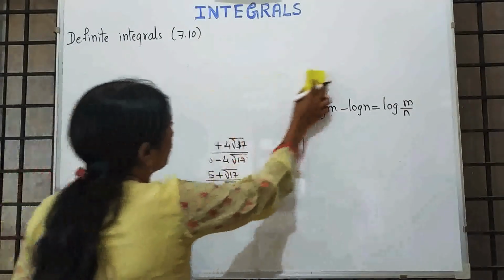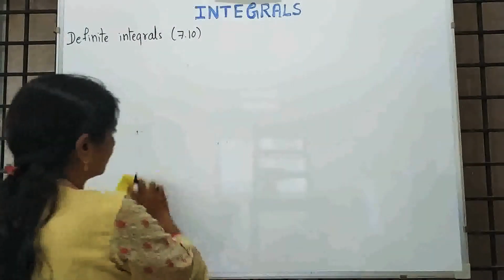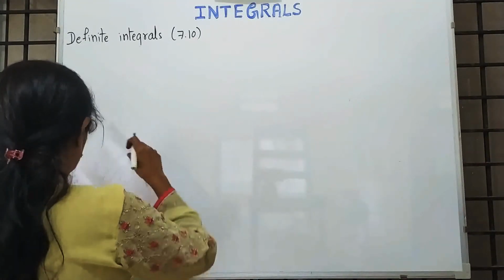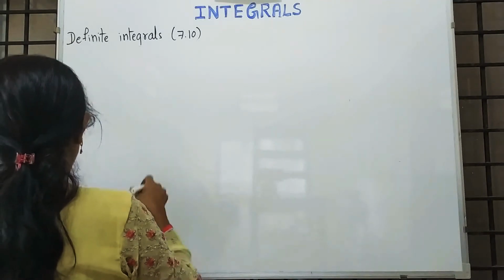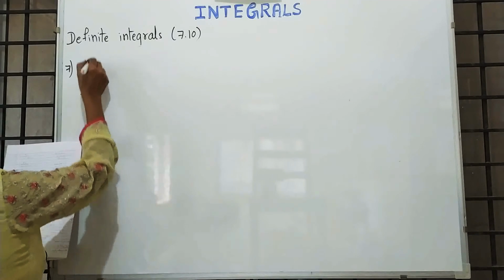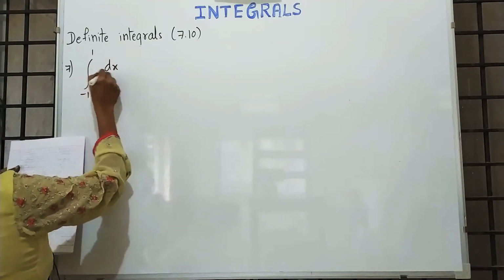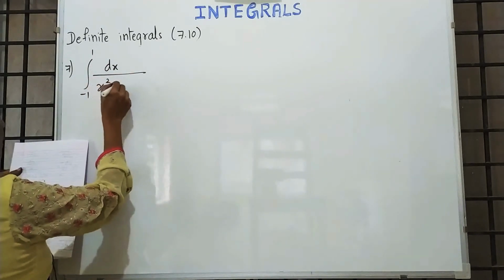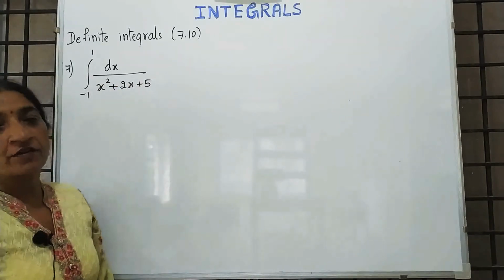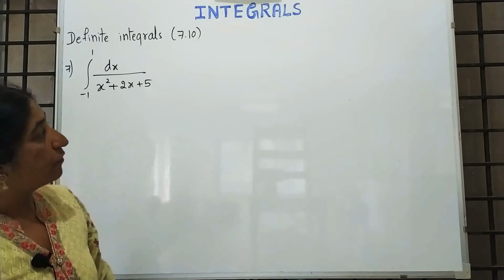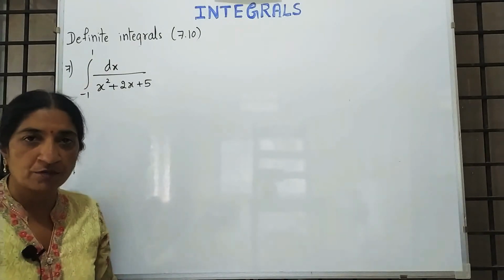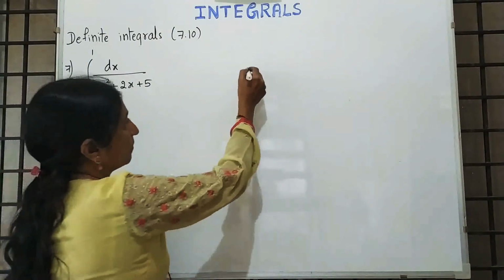Now moving to the next question, that is the 7th question in the exercise. Integration from minus 1 to 1 dx upon x square plus 2x plus 5. See, in the denominator we have a quadratic expression. If possible, see the factorization of that. If the factorization is not possible, go for making a perfect square.